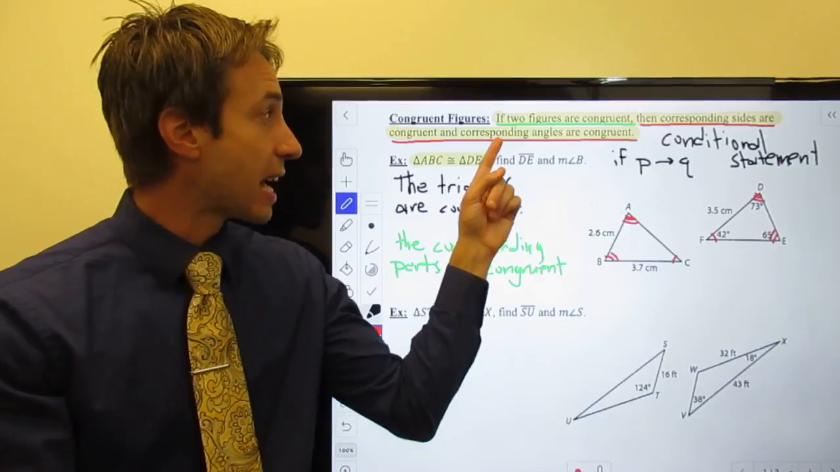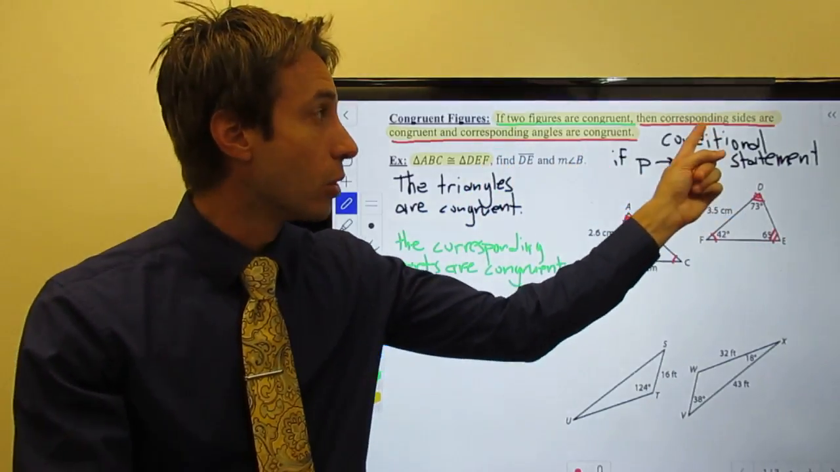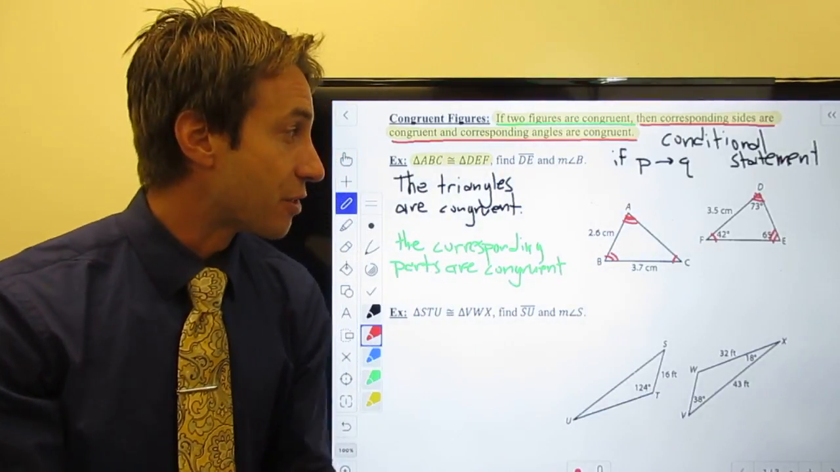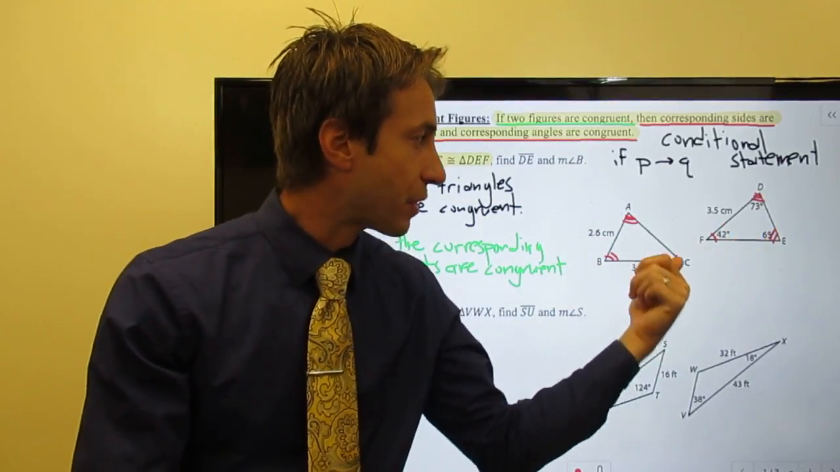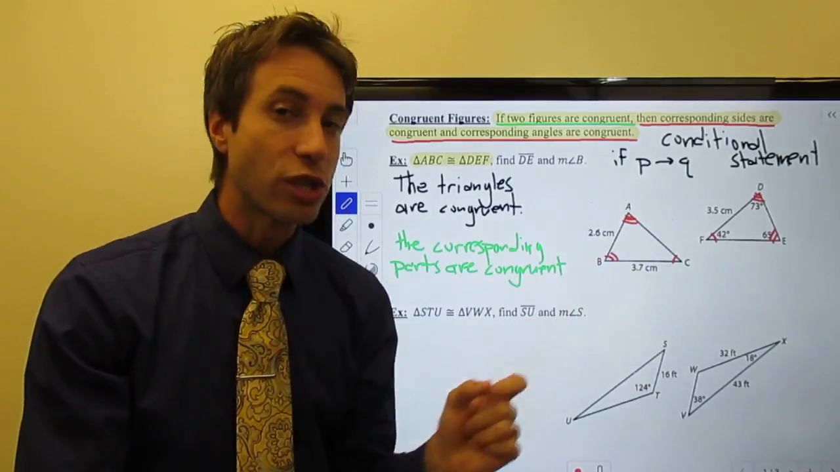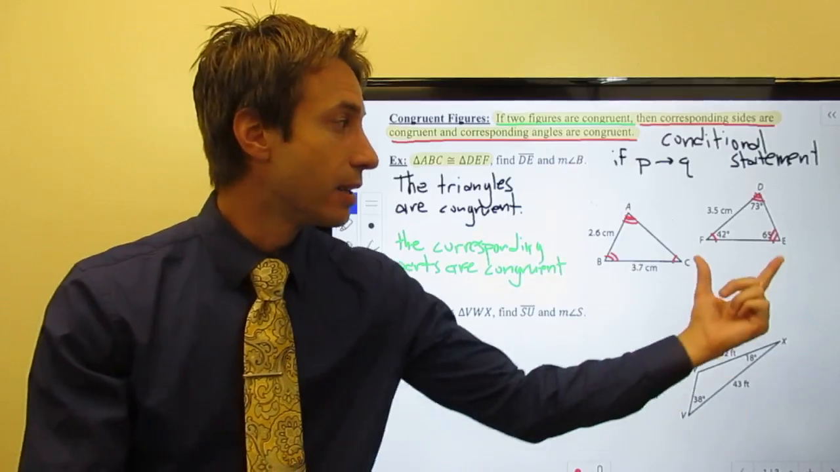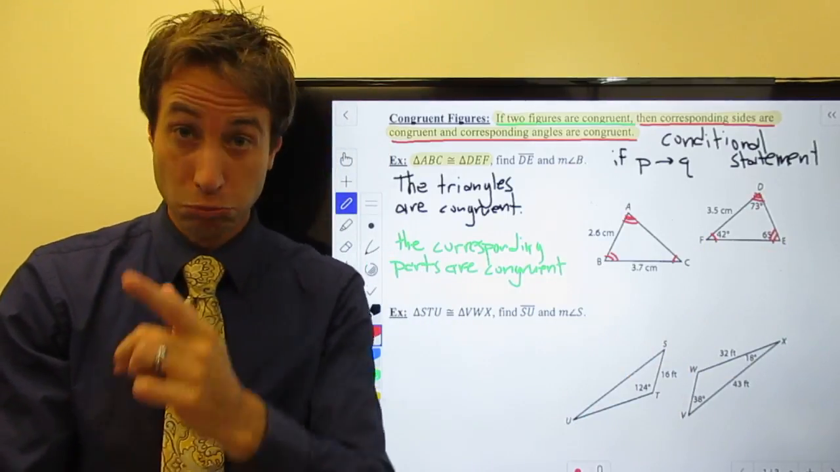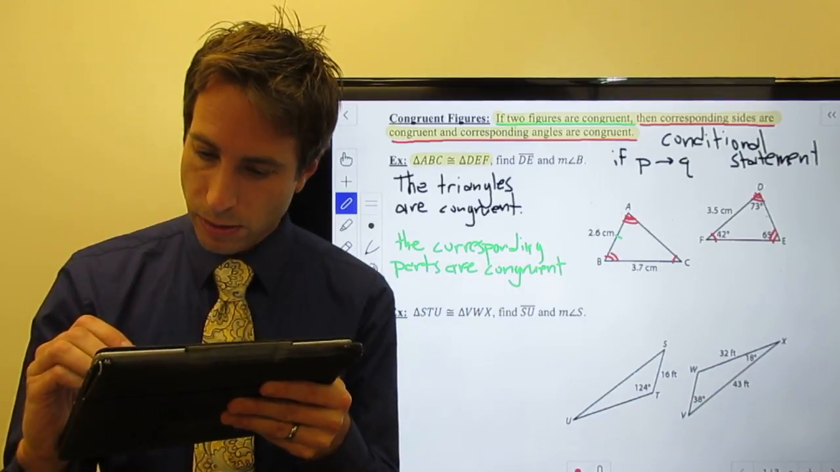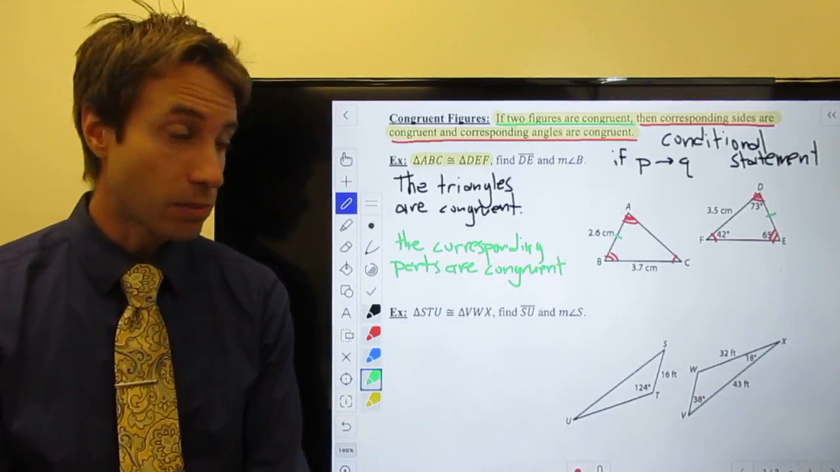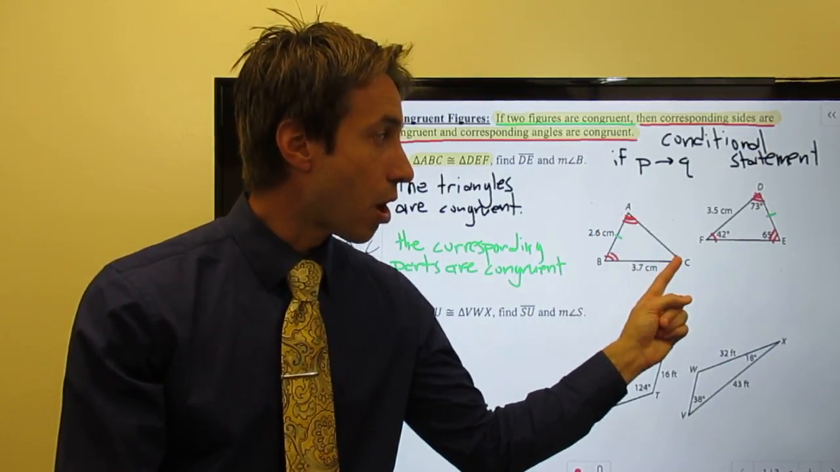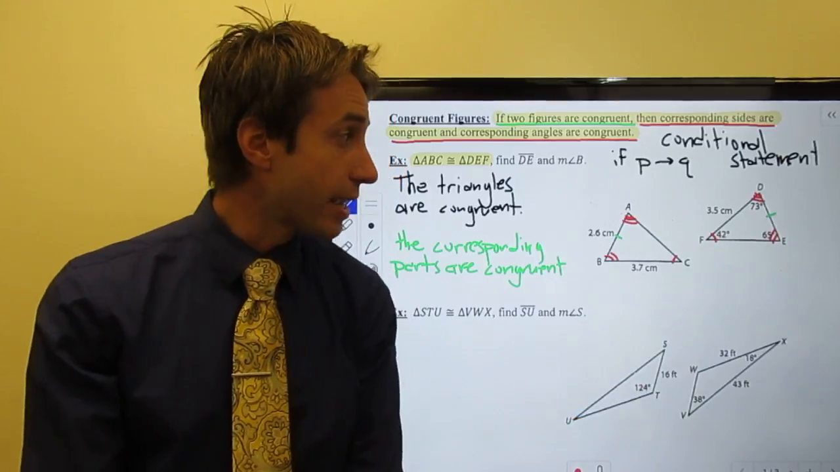But it's not just angles. Corresponding angles are congruent. It's also corresponding sides are congruent. So let's go ahead and figure that out as well. If I took this one and flipped it over, this side right here, side AB, corresponds with which side in this triangle? Yeah, you're right. AB corresponds with side DE. Awesome. Great. In this triangle, side AC corresponds with which side in this triangle?